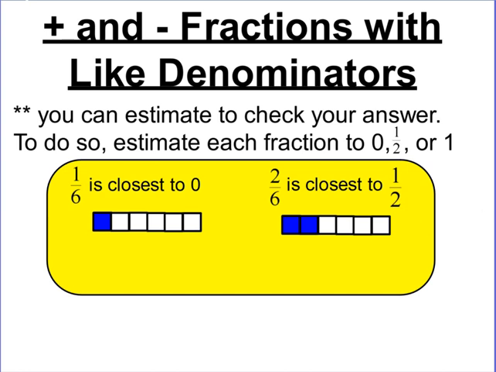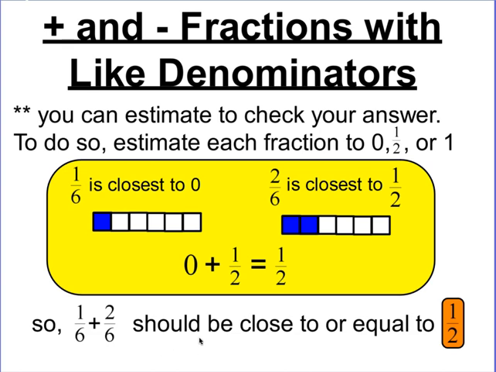And if we add our two estimates together, 0 plus 1/2, we get 1/2. Now most of the time when you do an estimate, you're not going to get the exact same answer as the problem like we did here, but it should be close to or equal to it. So 1/6 plus 2/6 should be close to or equal to our estimate of 1/2, and it just so happens it's exactly 1/2. But again, that's not always going to happen. Okay? You should always estimate at the end of your problems to make sure that your answers make sense.